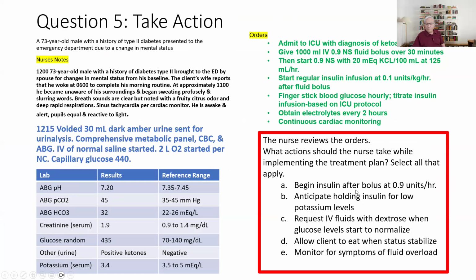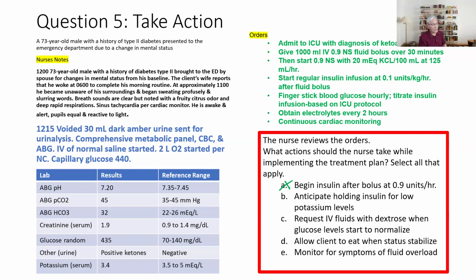Did we begin insulin? If you remember the acronym, what is the order of treating a patient with DKA? First, dehydration. So we're not going to do letter A, because if you do this, it's going to cause more hypokalemia, right? So remember that. Do not treat the potassium or the glucose first. You're not going to begin the insulin.